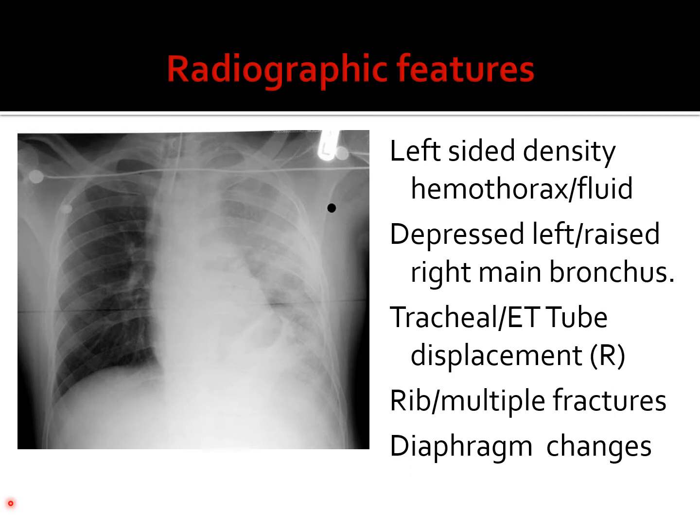The radiographic features of a ruptured aortic arch secondary to deceleration trauma are, first, a left-sided density, hemothorax or fluid. Second, there may be a depressed left main stem bronchus secondary to the blood, or a raised right main stem bronchus secondary to the mediastinal blood. Third, the trachea or the ET tube is displaced towards the right side.